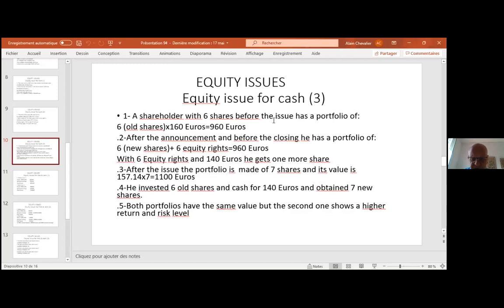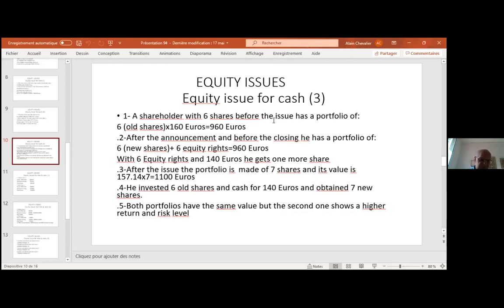At the end of the process, the value of the portfolio is the same, 1,100 euros. But the portfolio is made only of shares. He has now 7 new shares, and there is no cash anymore. So this is the same value, 1,100. But before it's a large percentage of shares and a small percentage of cash, and after it's 100% shares. So the question behind this is: what about return and risk?